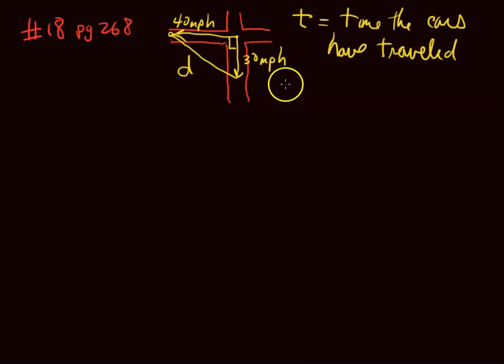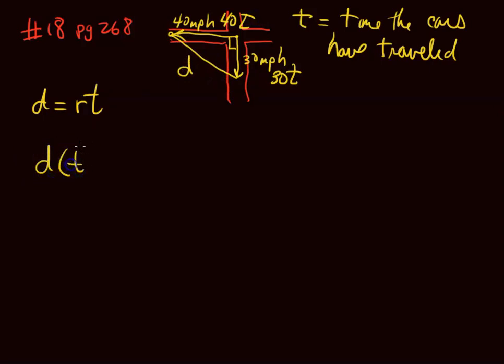Probably should be in hours. So since distance equals rate times time, the 30 miles per hour is the rate times the time. This becomes 30t. This is rate 40 miles per hour times the time. This is 40t. And then d is that distance for the hypotenuse, d of t.